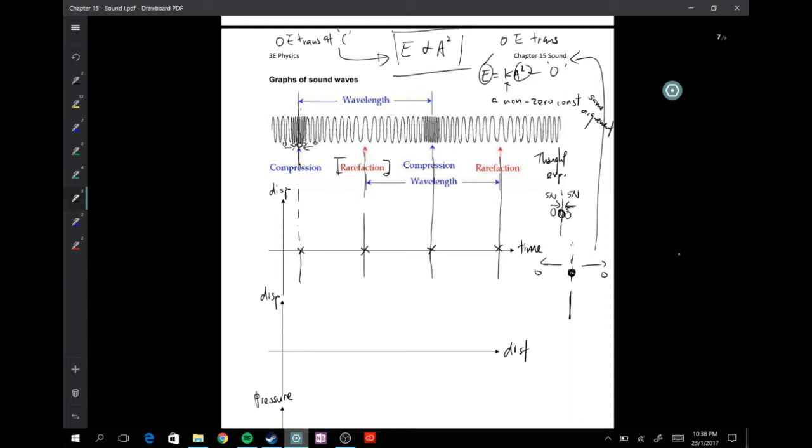Now I need you all to do this. For compression, that means particles here, they are moving to the left, correct? For rarefaction, that means the particles here are moving to the right, and so forth.